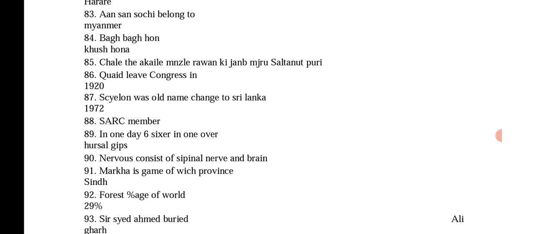Nervous system consists of spinal nerve and brain. Marha is the game of which province? Sindh. One of the famous games of Sindh is Marha. Forest percentage of the world is 29%. Our world, the earth, has 29% forests.